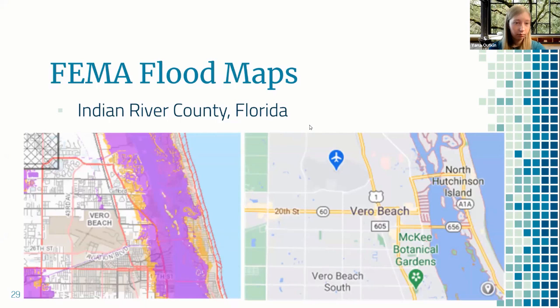So on the left is the flood map for Indian River County, where the deeper purple has a higher chance of becoming flooded in comparison to the orange or white. And on the right is the Google Maps image for the same area.